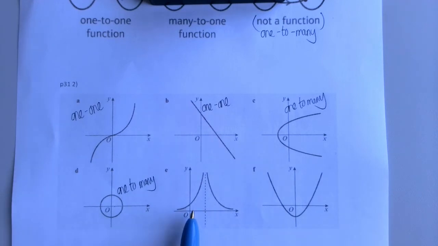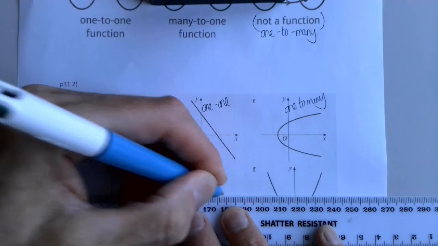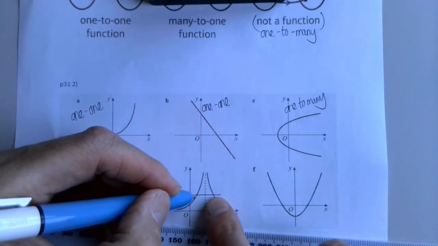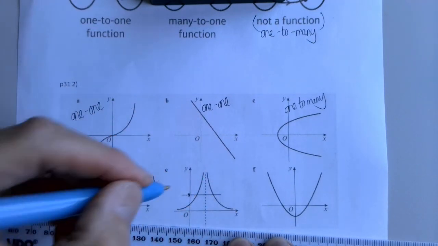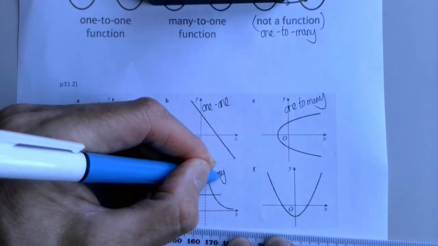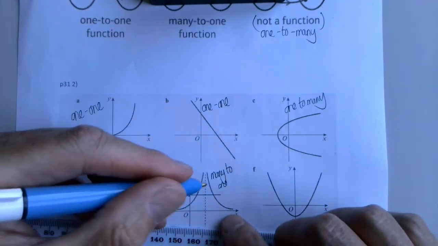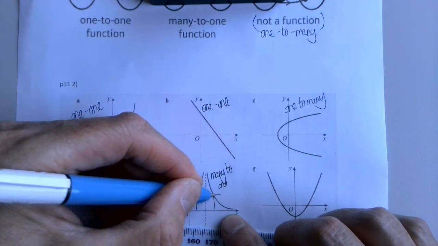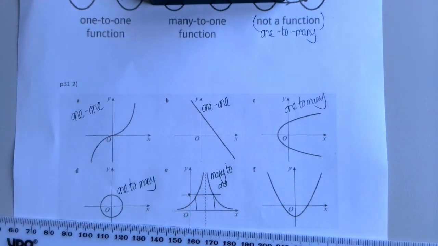Here, each value of x is only giving me one y value, but values of y come from more than one x value. So there is more than one x. For example, taking this value of y here, whatever that might be, there's more than one x value giving you that value of y. So that's a many to one. That value of x and that value of x both give you the same value of y.